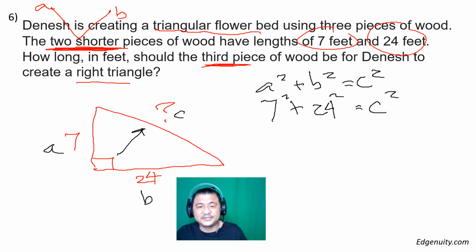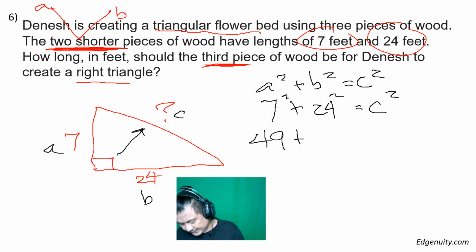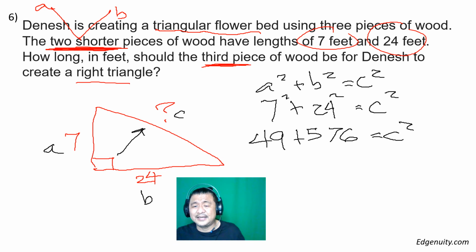Okay, 7 times 7 is 49. You know that. 24 times 24, you can get your calculator, you will get 576. 576 is equal to C squared. We don't know that. Okay, that's a problem. But let's do this first. On the left side, you could get 576 plus 49. You will get 625. 625 is equal to C squared.